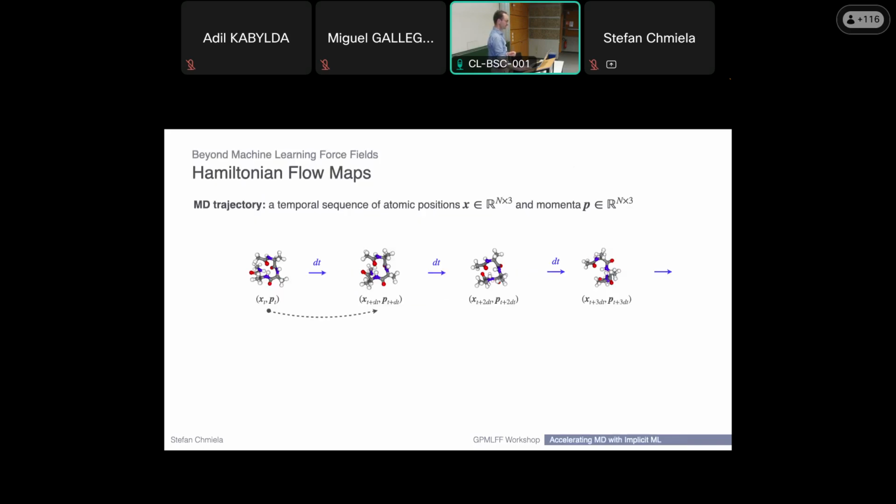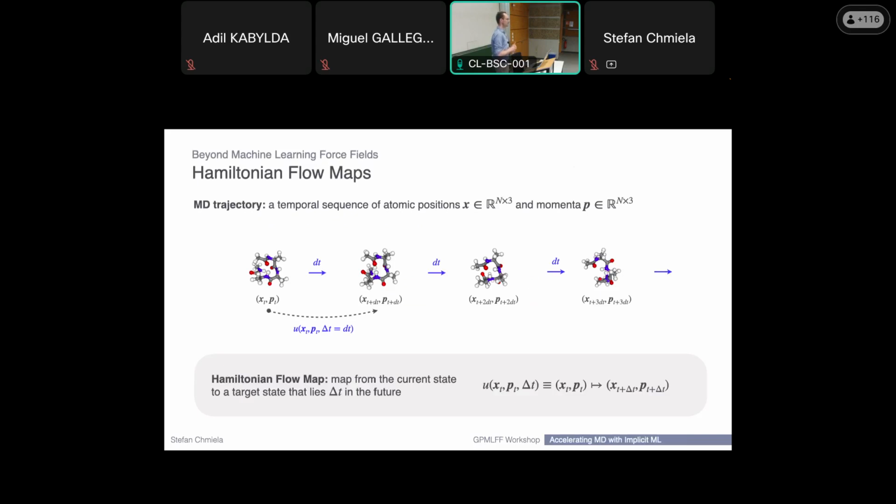So just to define it, a Hamiltonian flow map is this function, we call it U here, that predicts next time steps, right? This function U takes the positions of a system and the momenta, and then this time delta t, and then it gives you the configuration after delta t. So it's a configuration in the future. And we can do this depending on how we define this delta t. We can skip to the next MD step, but obviously, in principle, this definition allows us to also skip further into the future and leapfrog steps.